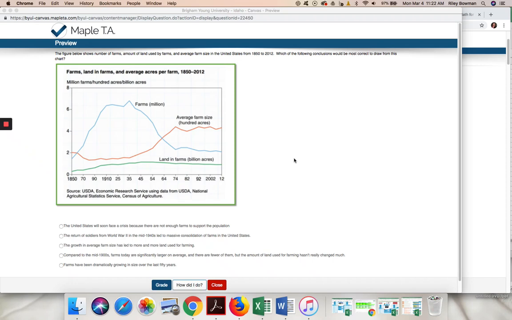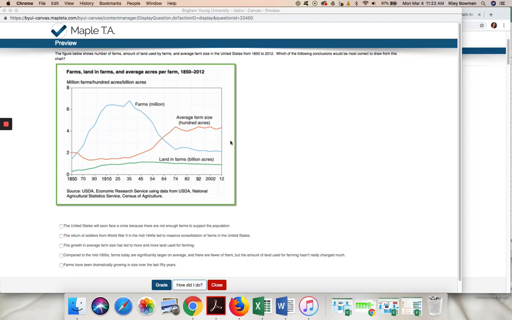Unit 2 Review Question Number 1. The figure below shows the number of farms, amount of land used by farms, and average size in the United States from 1850 to 2012. Which of the following conclusions would be most correct to draw from this chart?